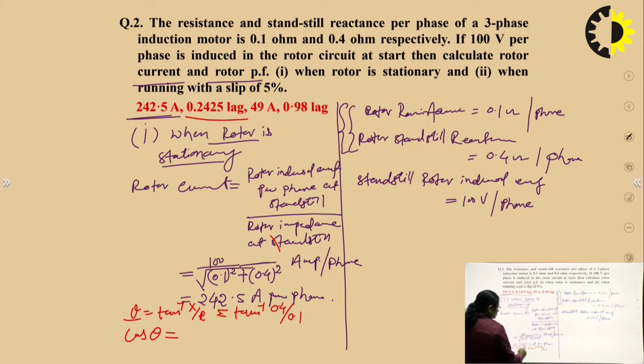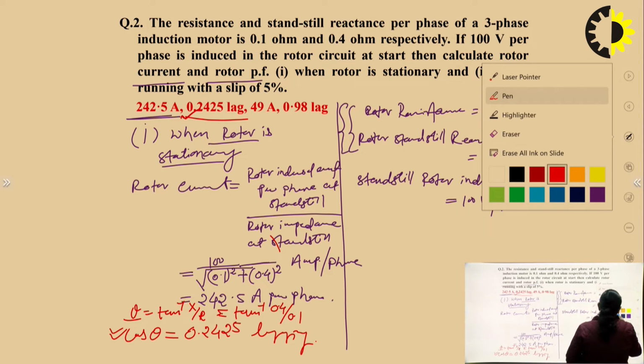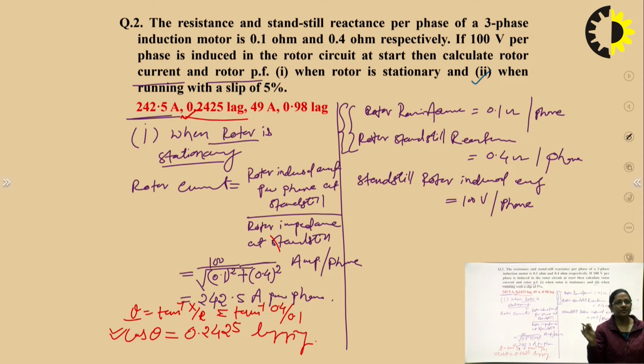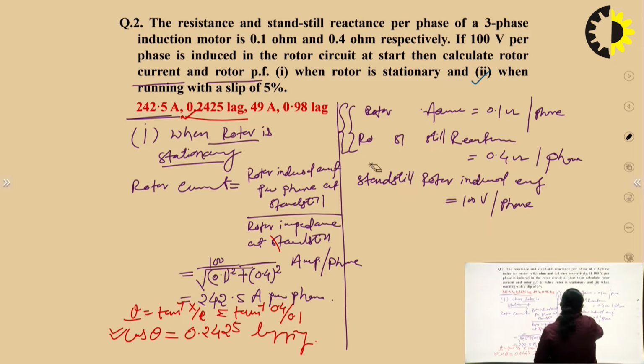Solving this equation, you will get the operating power factor to be equal to 0.2425, and of course it is lagging in nature. 0.2425 lagging, right? Now, let us proceed to the second part of the question. The second part is actually asking for determination of the rotor current and the operating power factor of the rotor circuit when motor is running with a slip of 5%, right? So, let me first rub this portion to make some space.